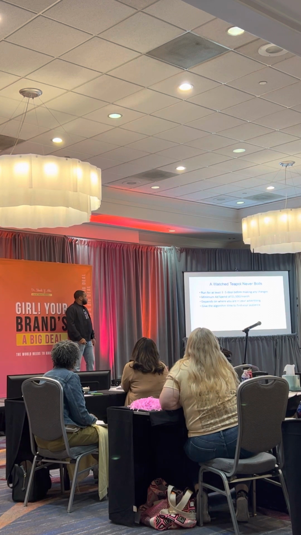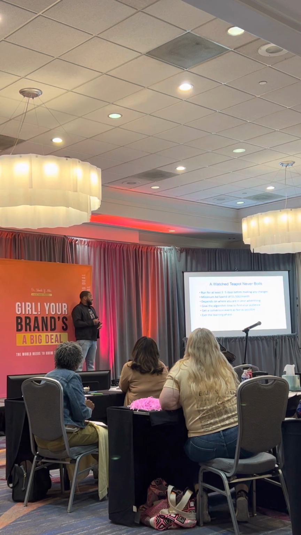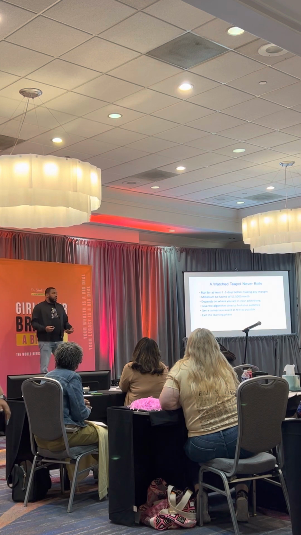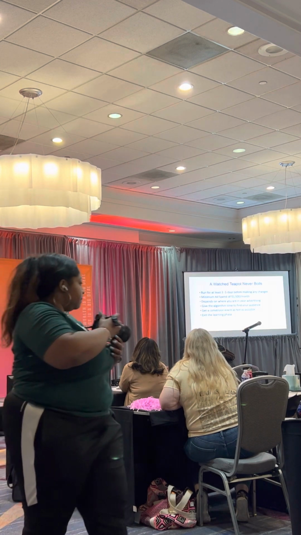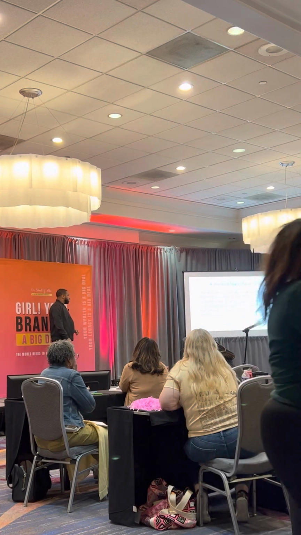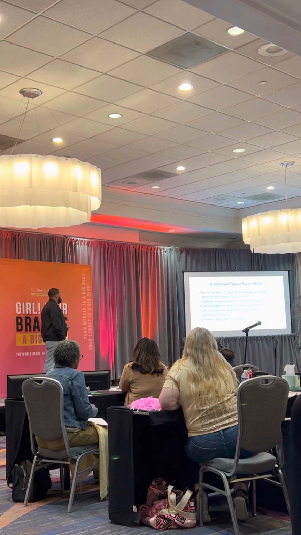You want to give the algorithm time to find your audience, and you want to get a conversion event as fast as possible. That's how you can exit the learning phase. You may run ads and see it says learning or learning limited. You want to get about 50 conversions in 7 days to exit the learning phase as fast as possible, and you want to increase the budget when necessary.